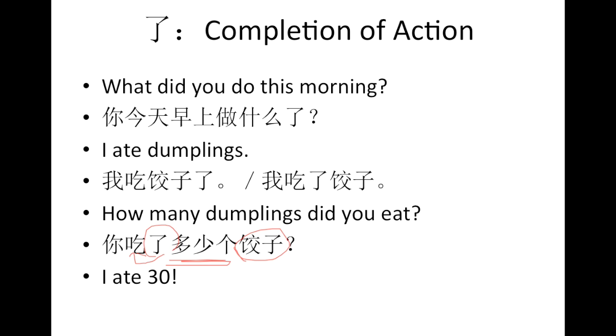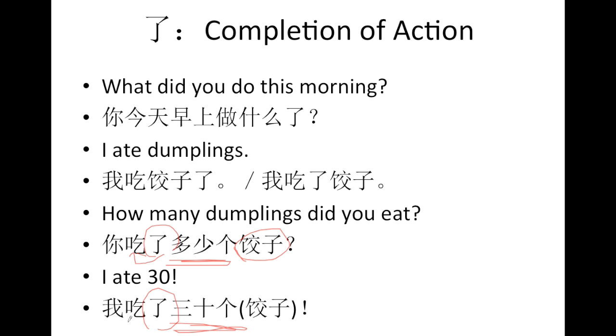How many dumplings did you eat? I ate 30. 怎么说? 我吃了30个. Again, because we have quantity here, we can only put le after the verb 吃. 懂了吗?